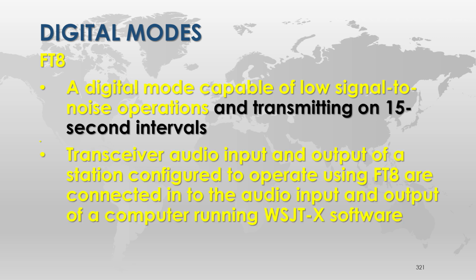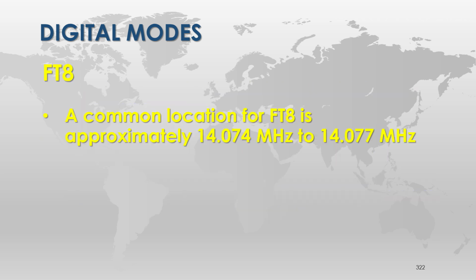Okay, so transceiver audio input and output of a station configured to operate using FT8 are connected into the audio input and output of a computer running WSJT-X software. And yes, that is a plug for WSJT. Yeah, it's free. It's open source, it's free. A common location for FT8 is approximately 14.074 to 14.077. For some reason, it's a question. So those numbers are some of the ones that you just have to memorize. When we get to the rules, you got to memorize all of them.